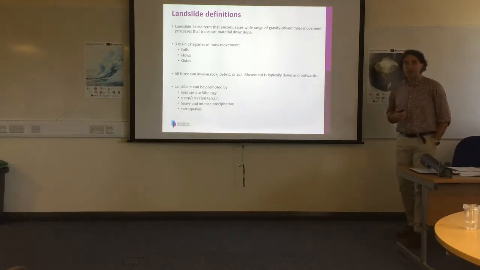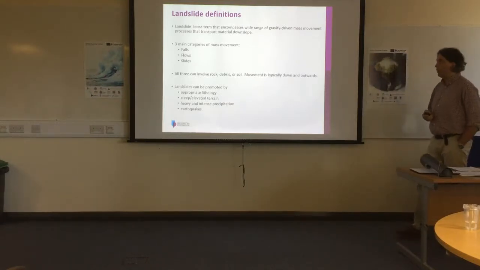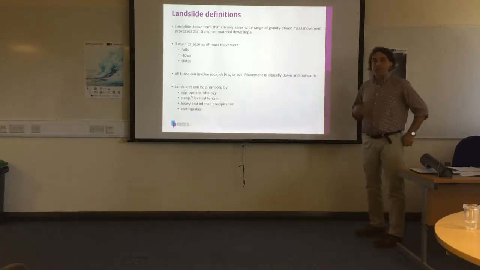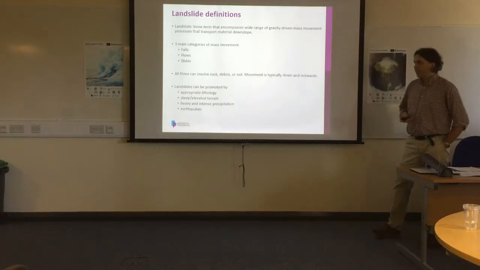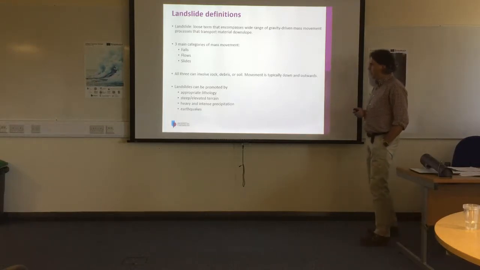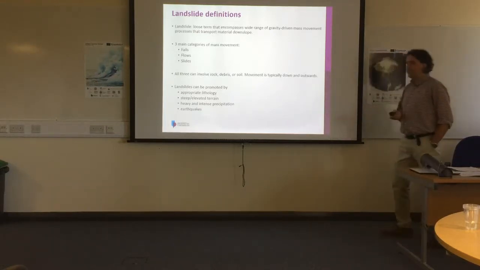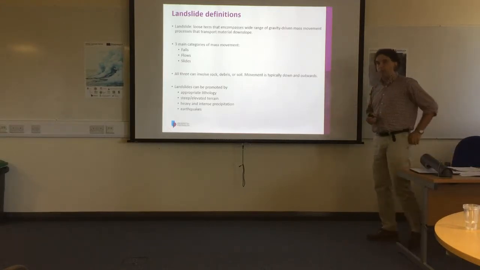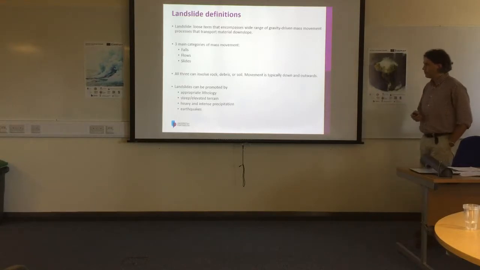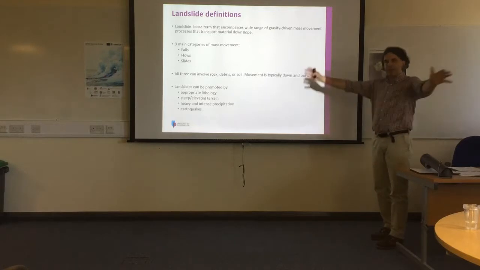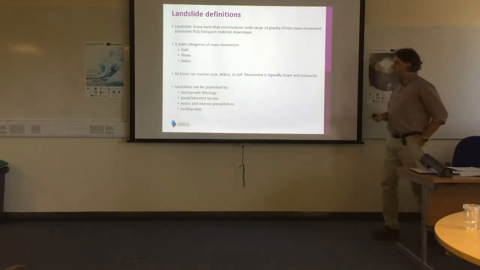So in terms of landslide types, we classify them really according to the material that's moving, but also the mechanism of motion. There are three different types: falls, flows, and slides. We're going to focus on flows and slides. Basically they can involve either rock material, pure soil, or a mixture, which we term debris. The movement is normally down and outwards. What I mean is it goes down and then spreads out.